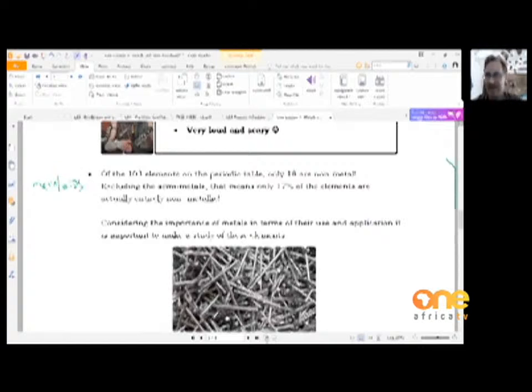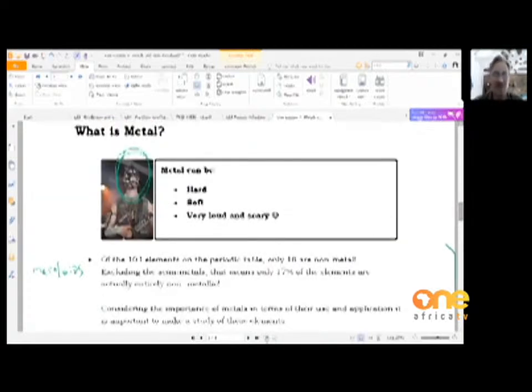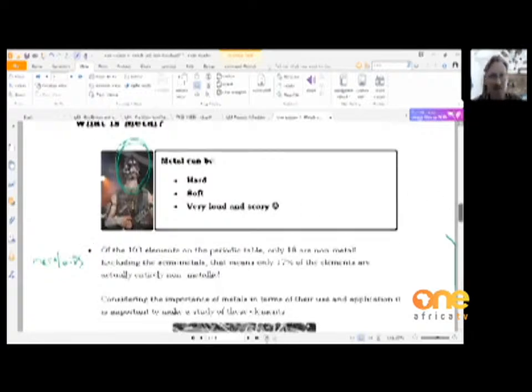metalloids, if you ask me, this character looks like he might be a metalloid. He's both metal and non-metal.